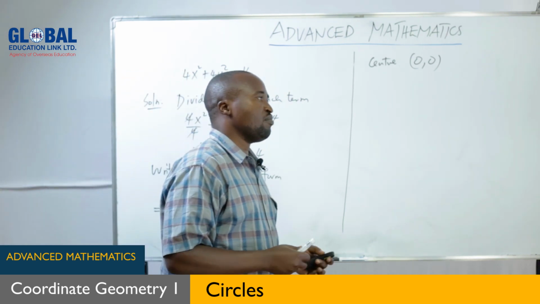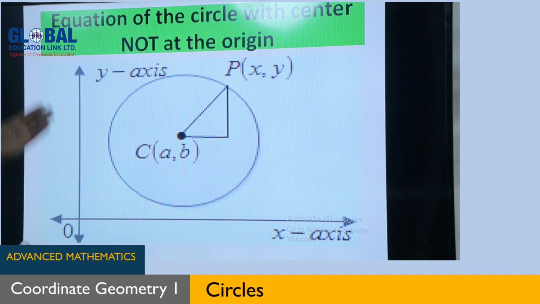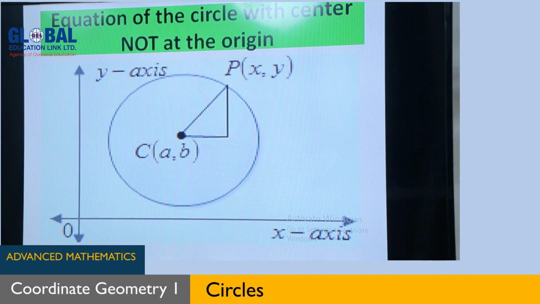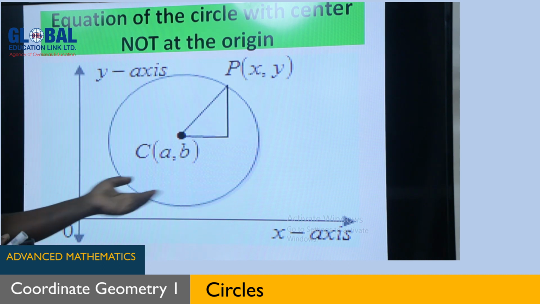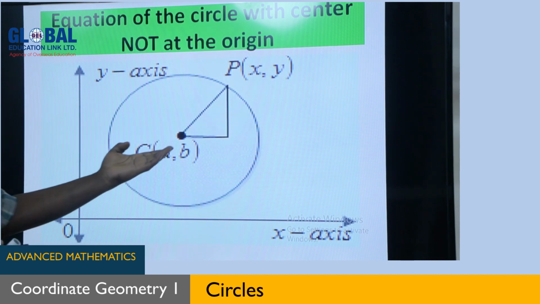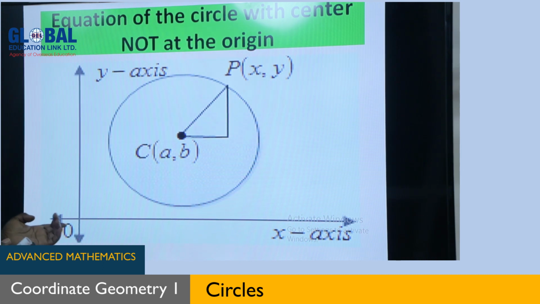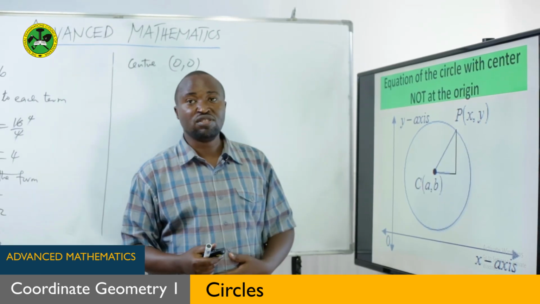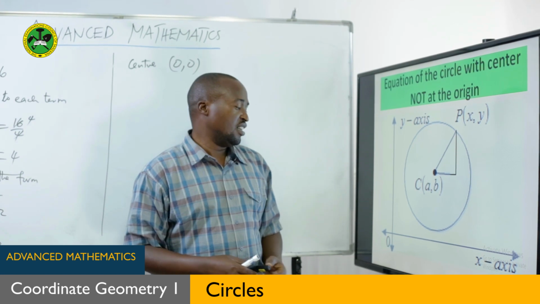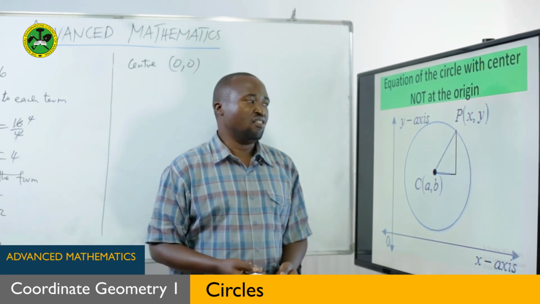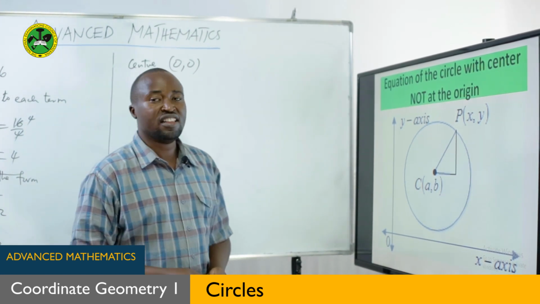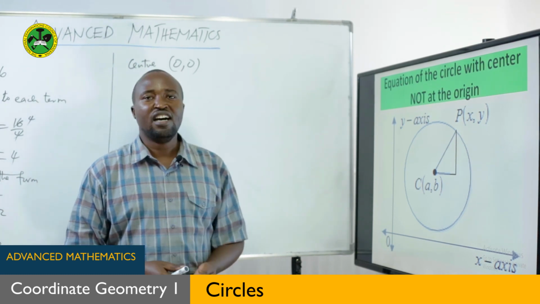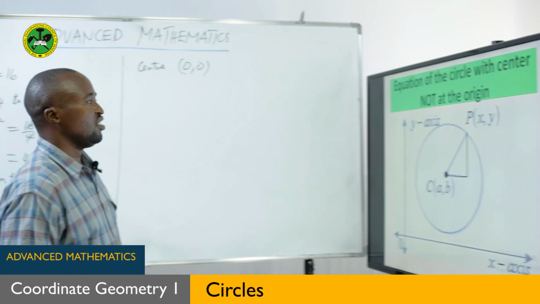So my dear student, let us proceed with the equation of the circle with the center not at the origin. If you look here, we have a circle, but this time the center is not at the origin. The origin is here at 0, but here the center is somewhere else. Now let us see how we are going to get the general equation of the circle with the center not at the origin.